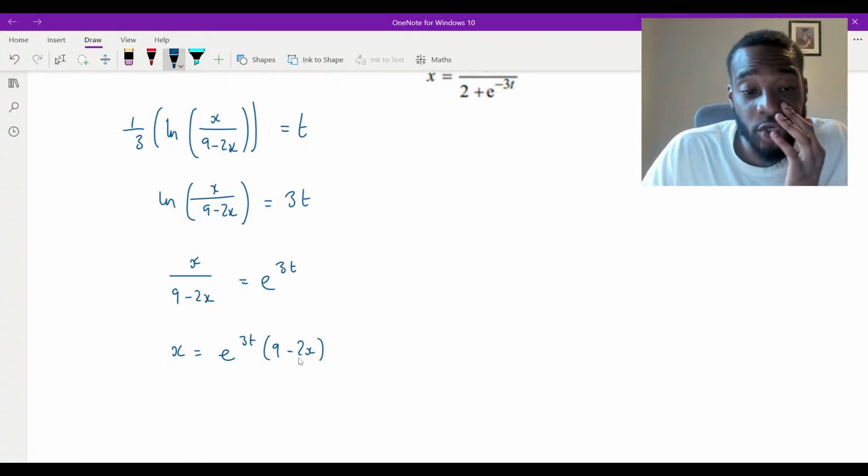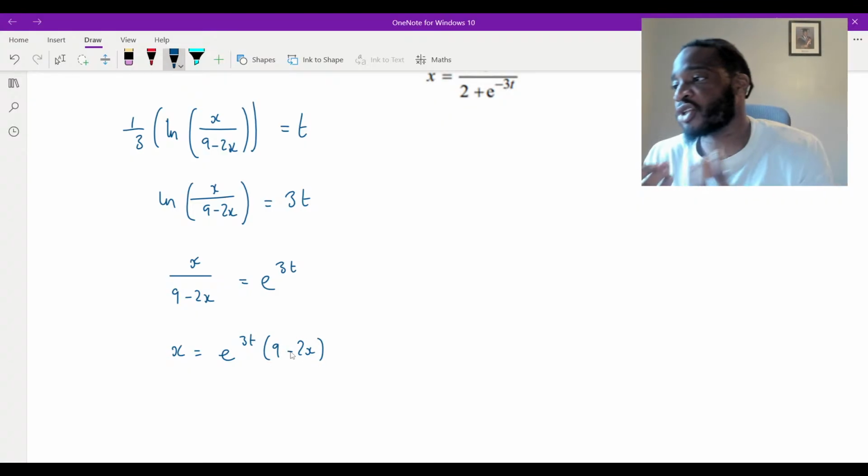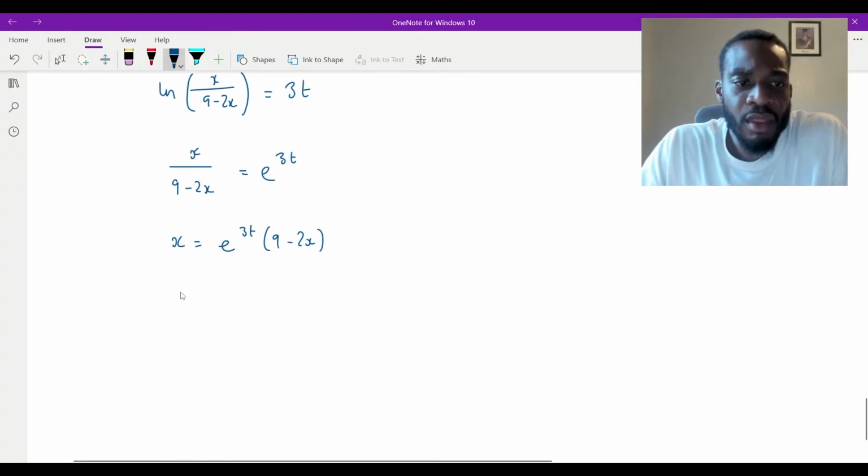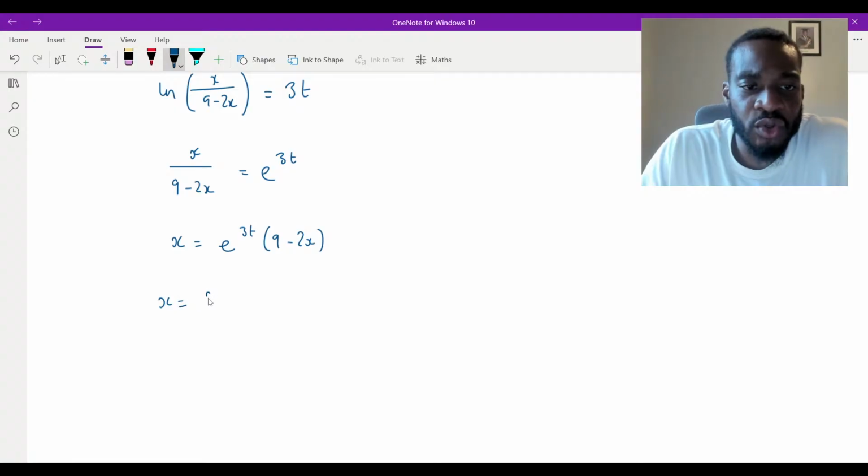And then because I want x on its own, I need to get all of the x terms on the same side. So I'm going to expand. It's going to be x is equal to 9e to the 3t minus 2x e to the 3t, like that. And then I'm going to move this term to the left, right? So I'm going to have x plus 2x e to the 3t is going to equal 9e to the 3t.